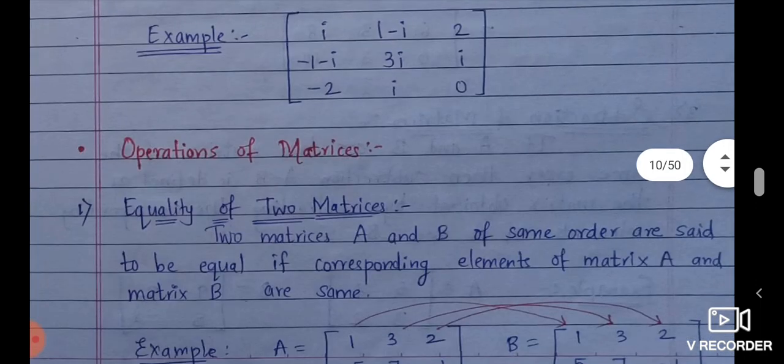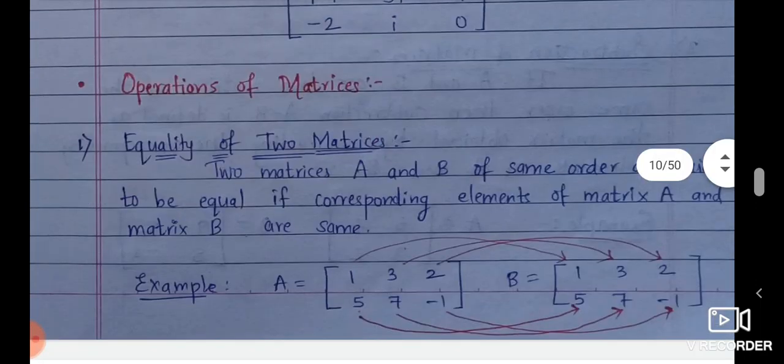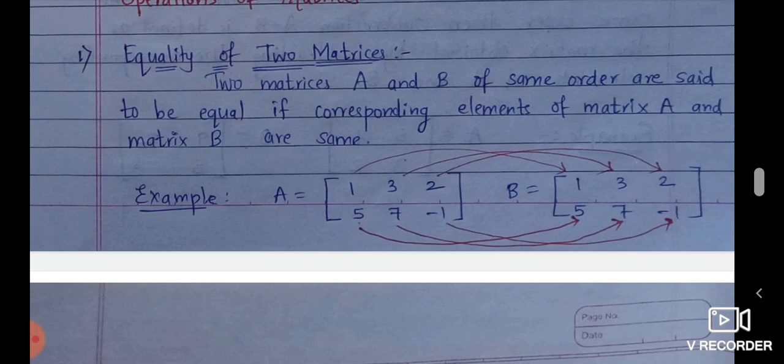Then the next point is operations on a matrix. The first one is equality of two matrices. Two matrices are equal if each and every element is the same. Moreover, they are at the same place. That is important. Like we can check here.